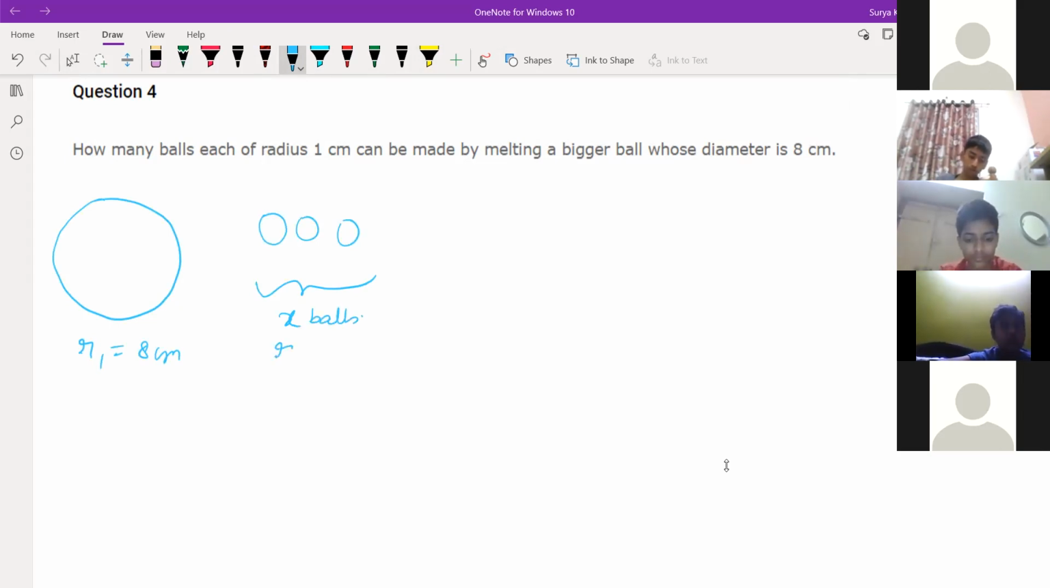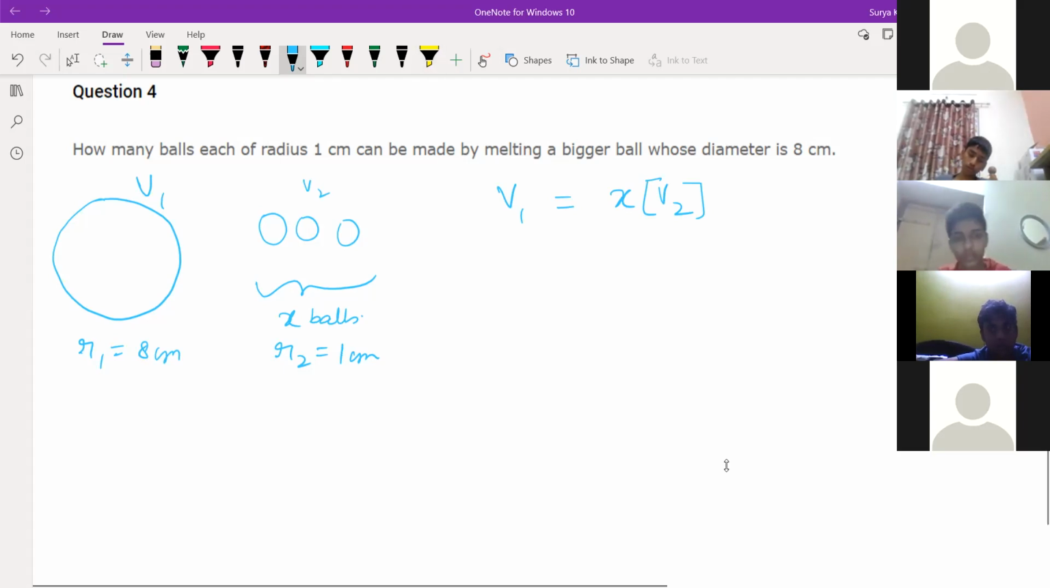512. So this radius is equal to what? 1 centimeter. So the volume of the bigger one is V1, and this we are writing V2. So V1 is equal to how much V2? X times V2 we can write. The volume of the bigger sphere is equal to X. We don't know this X, right?